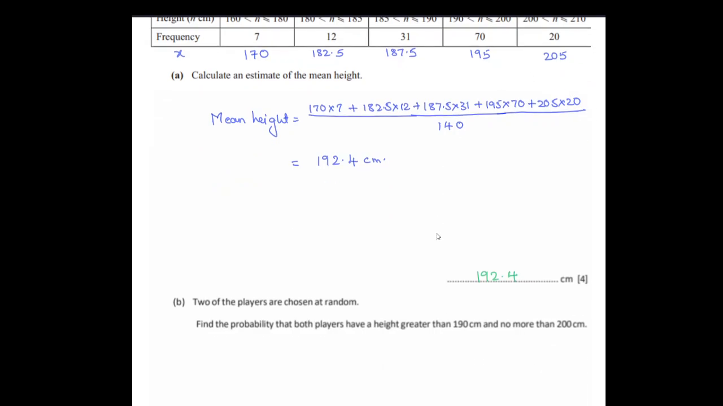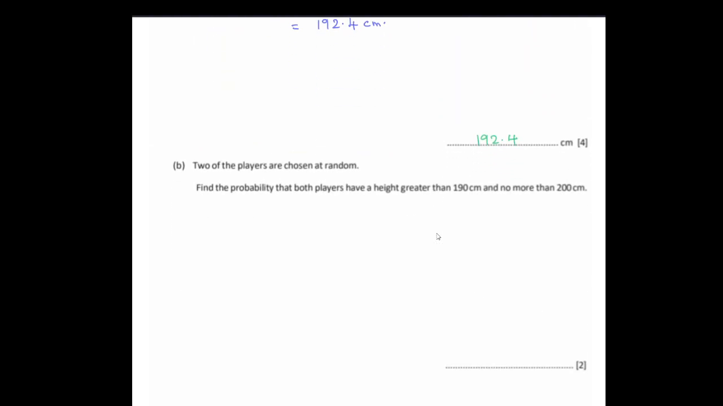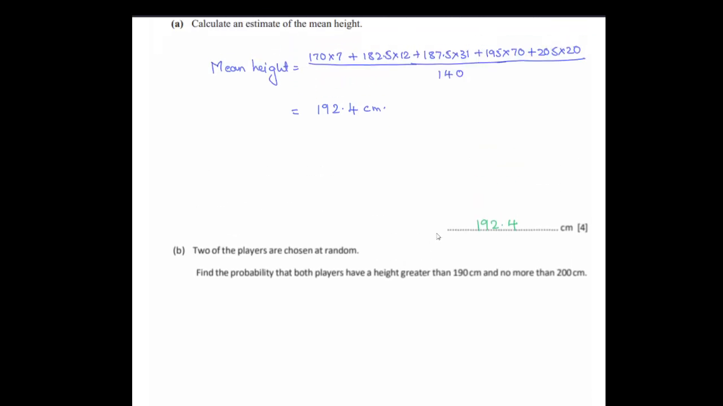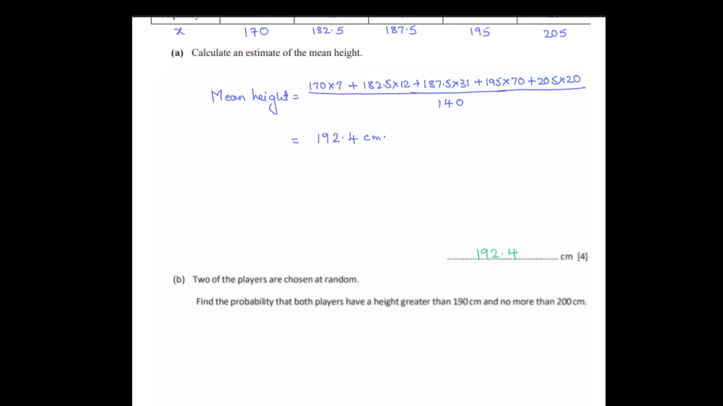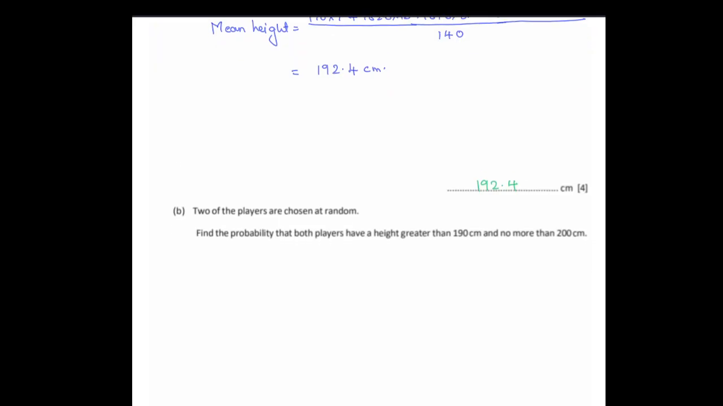In the 15th question, question B now. Two of the players are chosen at random. Find the probability that both players have a height greater than 190 and no more than 200. So greater than 190 and no more than 200 is this class. There are 70 people in it. So we just need to take that as the first probability.